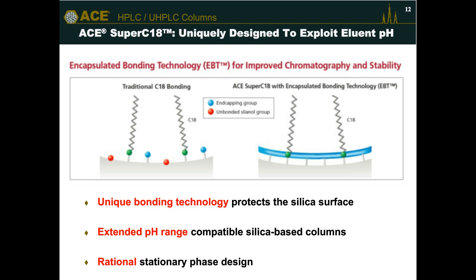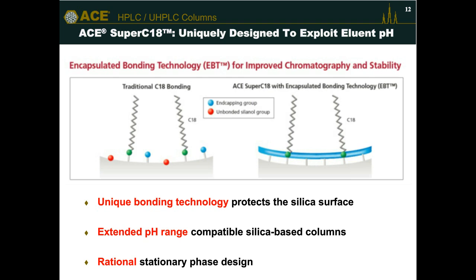And if you've ever tried using standard C18 columns at pH 8 or 9 or 10, you get a few injections out of the column, but then quickly the column degrades. You start to get poor peak shape and eventually peak splitting. What actually happens is the silica particles are dissolving and the column then must be thrown away. You can't clean it and save it.